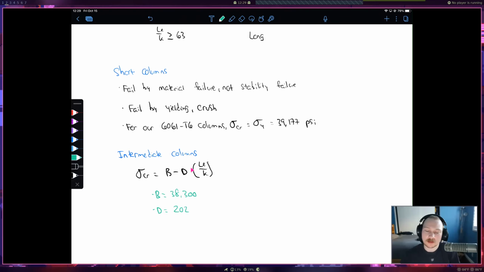And again, we have this for all of the different end supports here, because we have the concept of effective length. And then for the long columns, we have our Euler buckling load equation converted to critical stress, and we can solve for that for any end support as well.